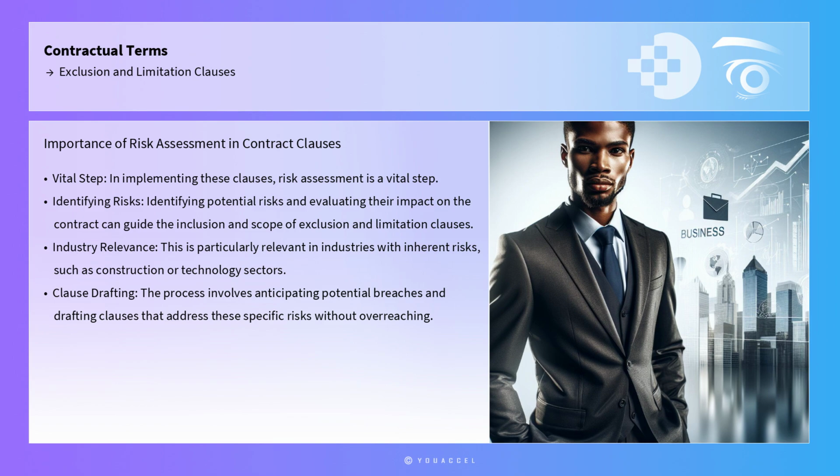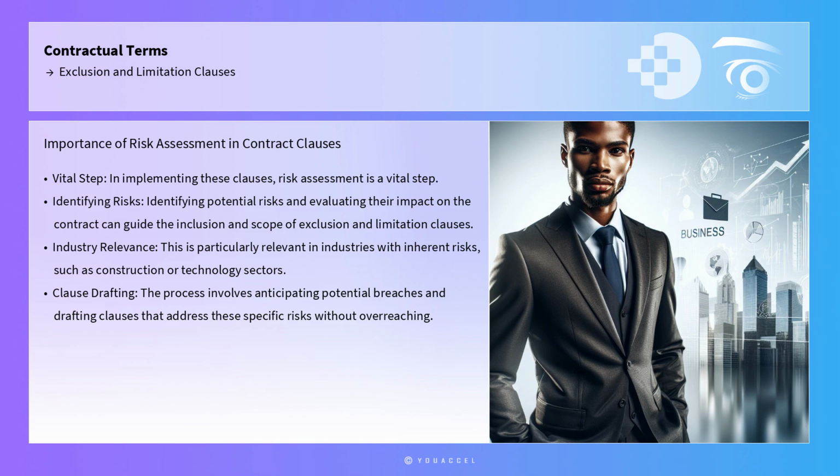In implementing these clauses, risk assessment is a vital step. Identifying potential risks and evaluating their impact on the contract can guide the inclusion and scope of exclusion and limitation clauses. This is particularly relevant in industries with inherent risks, such as construction or technology sectors. The process involves anticipating potential breaches and drafting clauses that address these specific risks without overreaching, which could render them unenforceable.